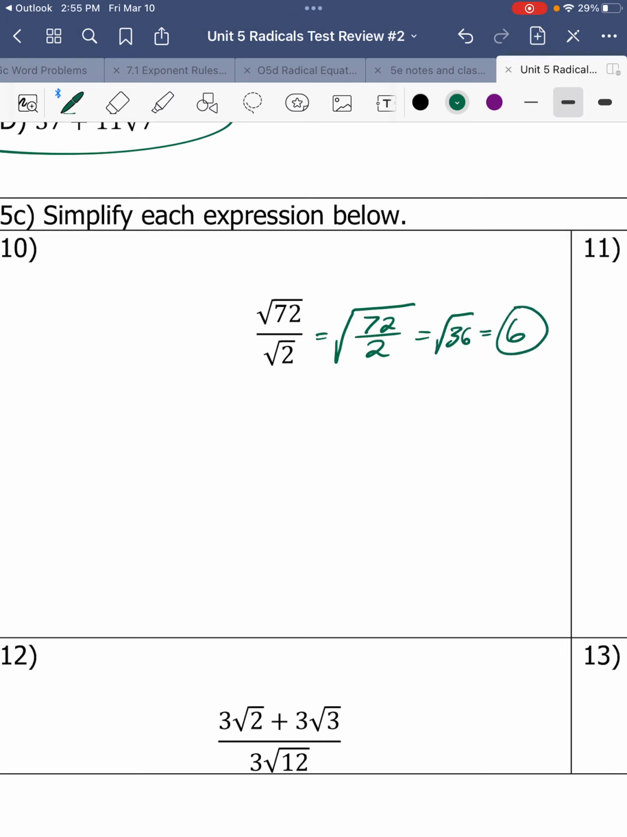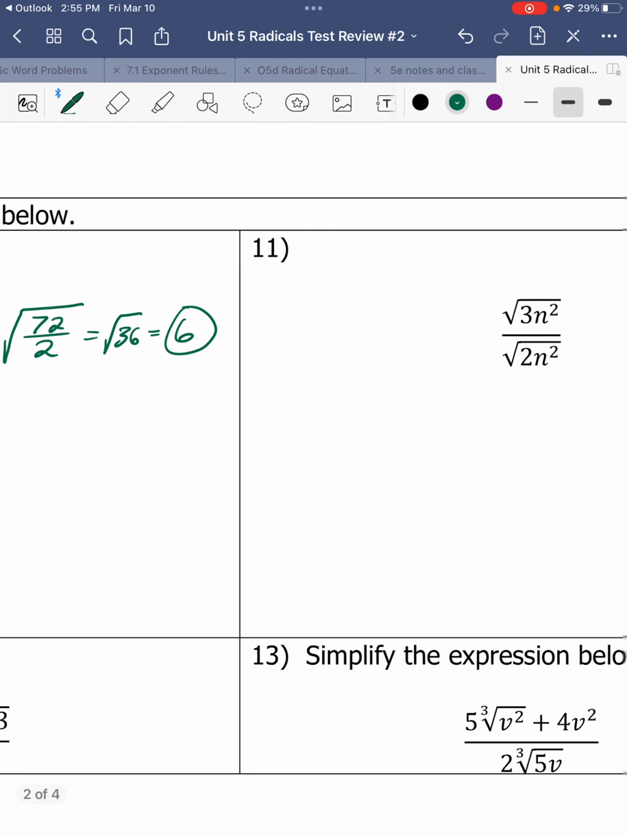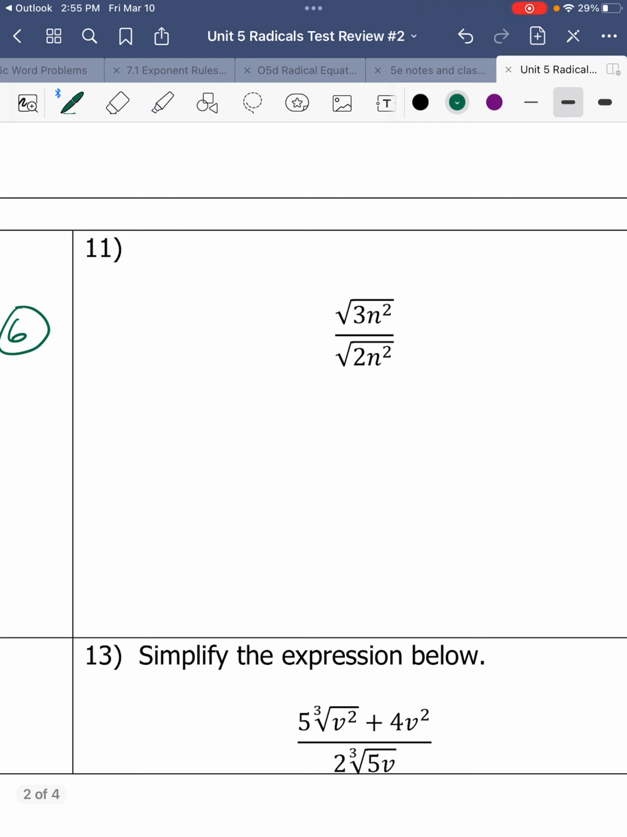72 divided by 2 is 36. Square root of 36 is 6. That's your final answer. Now, if you did it the other way with multiplying by the square root of 2, you're going to get the same answer. It's going to take a little longer.